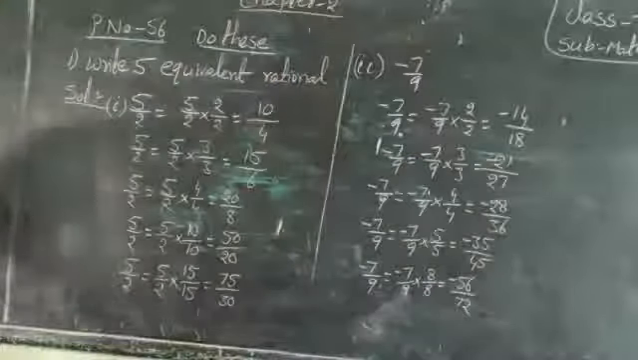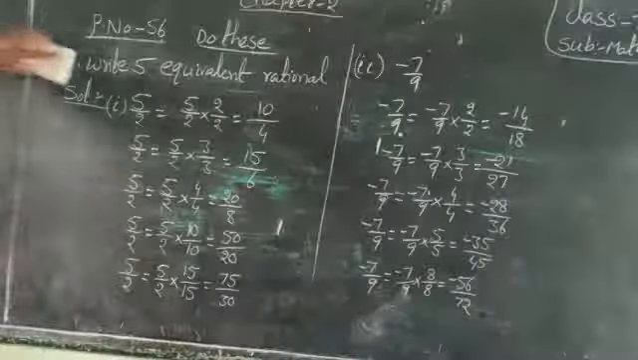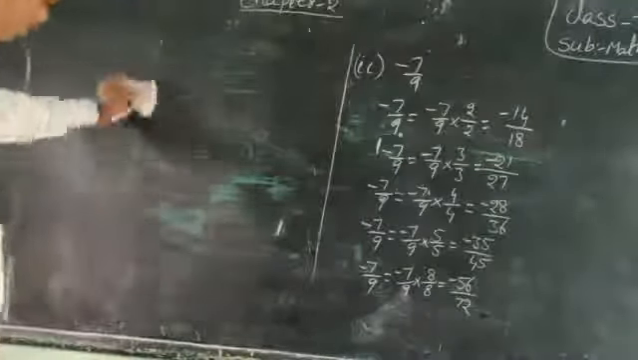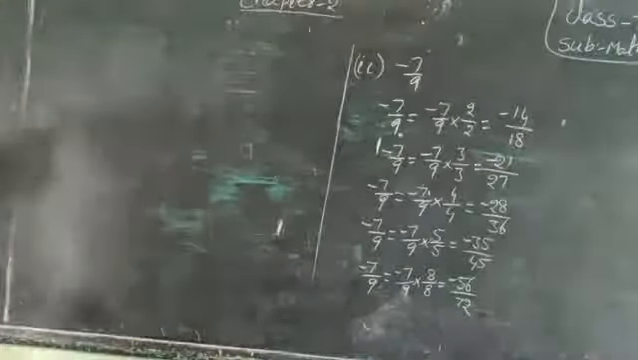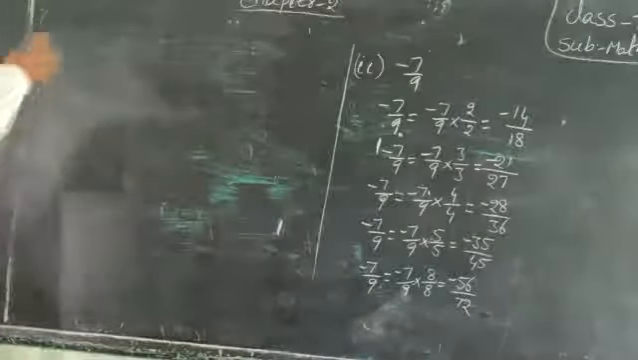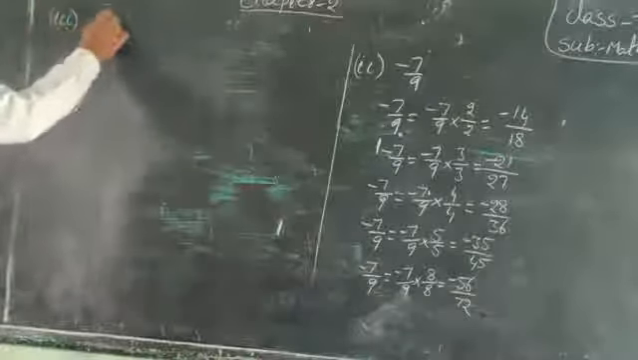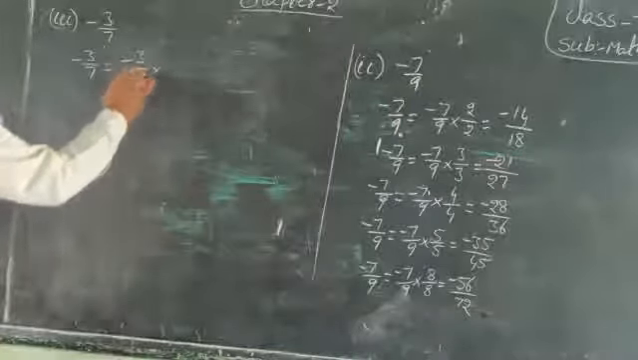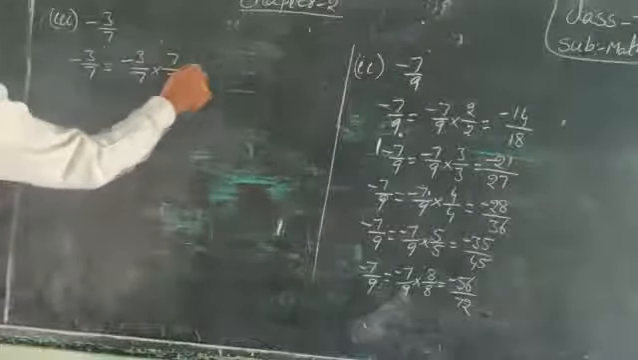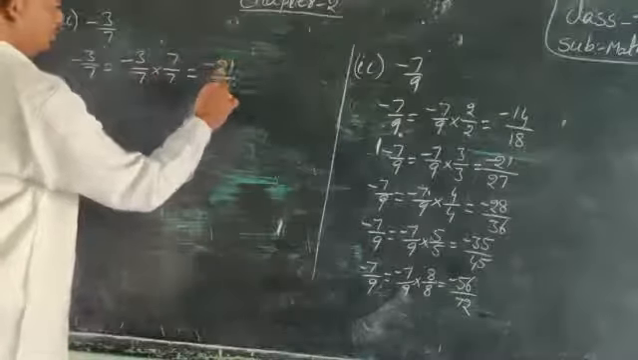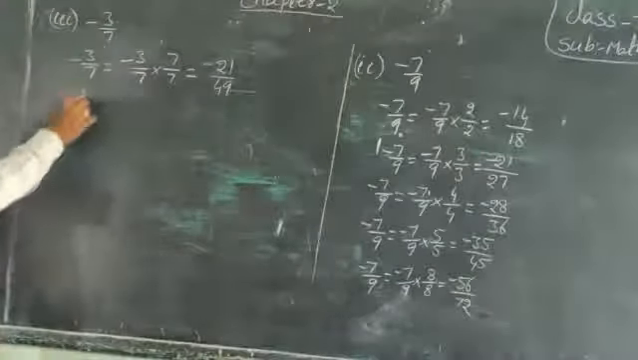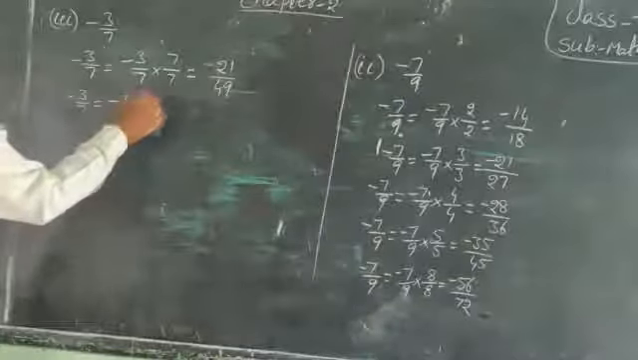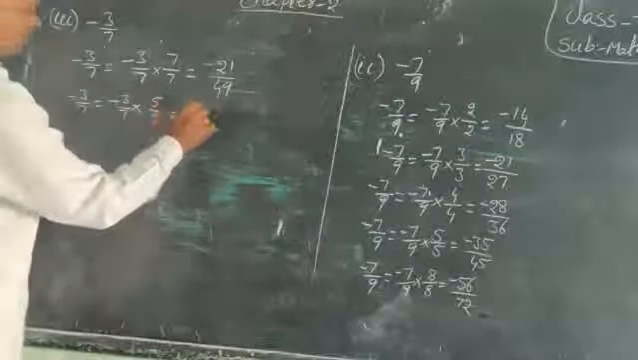Next, third one, number 7. Minus 3 by 7 is equal to minus 3 by 7 into 7 by 7. 3 sevens are minus 21, by 7 sevens are 49. Minus 3 by 7 is equal to minus 3 by 7 into 5 by 5. 3 fives are 15.